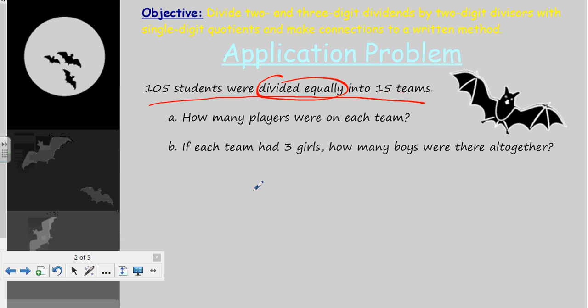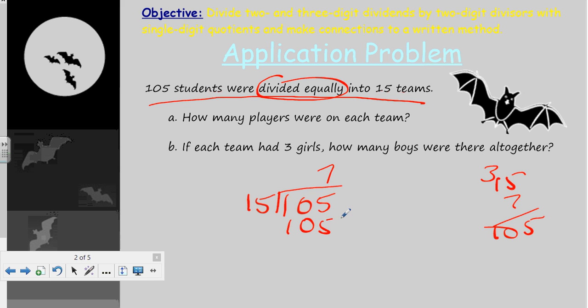Let's go ahead then and start to solve this. Let's just take the regular algorithm, if you will, the division. We'll take 105 students, and we're dividing this by 15 teams to see how many players were on each team. Well, 15 times 5 is 75. 15 times 6 is 90, and then another 15 would be 105. That would be 7 times. Check my work: 5, 55, 70, 105. Yes, works for me. Done. So how many players were on each team? Well, 7 players would be on each team.